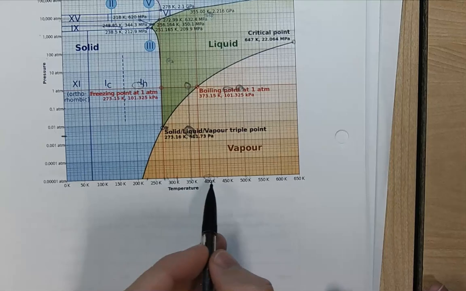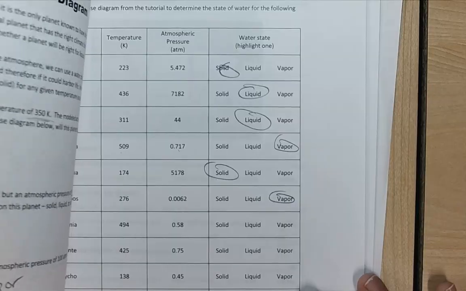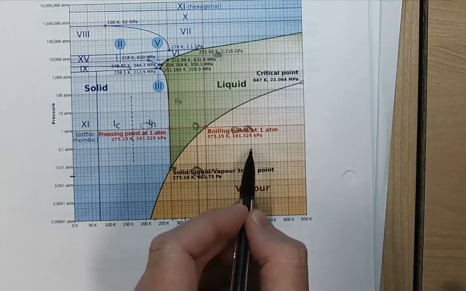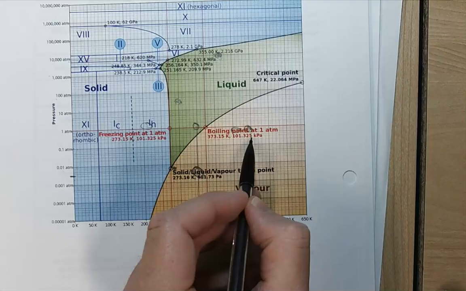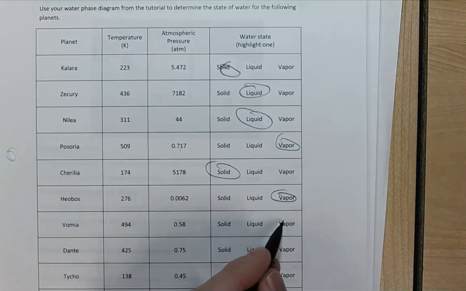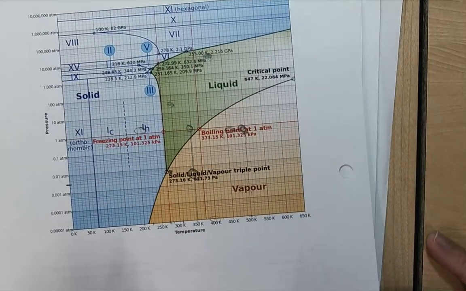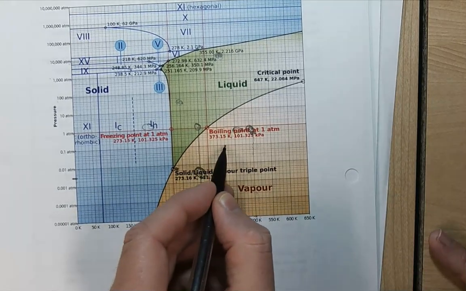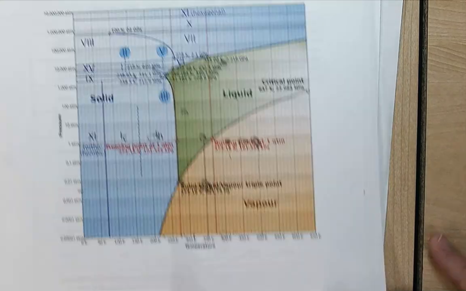494.5. All right, I think we could probably just round that up to 500 Kelvin, 0.5. So there's 0.1, 0.2, 0.3, 0.4, 0.5, right about there, definitely a vapor. 425 Kelvin, 0.7, again, definitely a vapor.